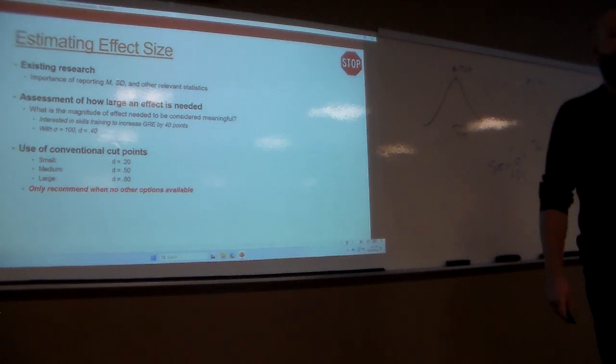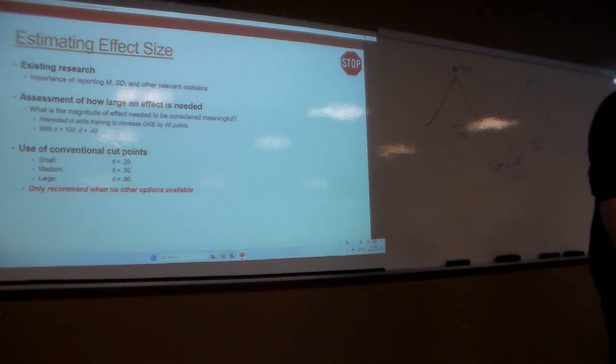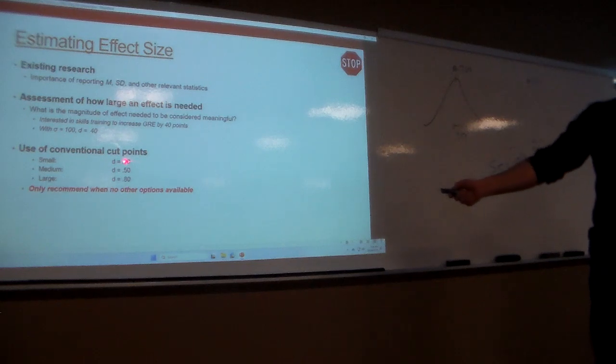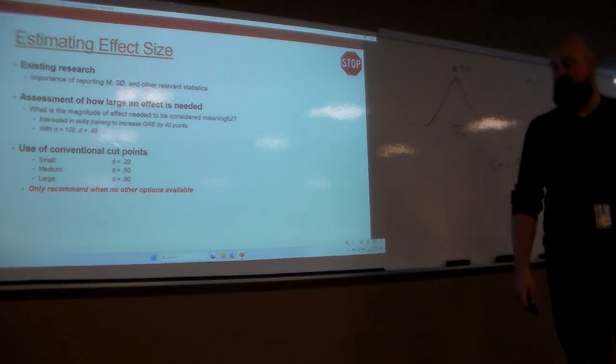Last option is to just guess using our conventional cut points, right? They'd say, well, I'm expecting this to be a small effect because the stuff that we look at in behavioral sciences is generally small, and so I'm just going to power my test to detect a small effect. Pretty conservative approach, right? And so that would be, I guess, reasonably defensible.